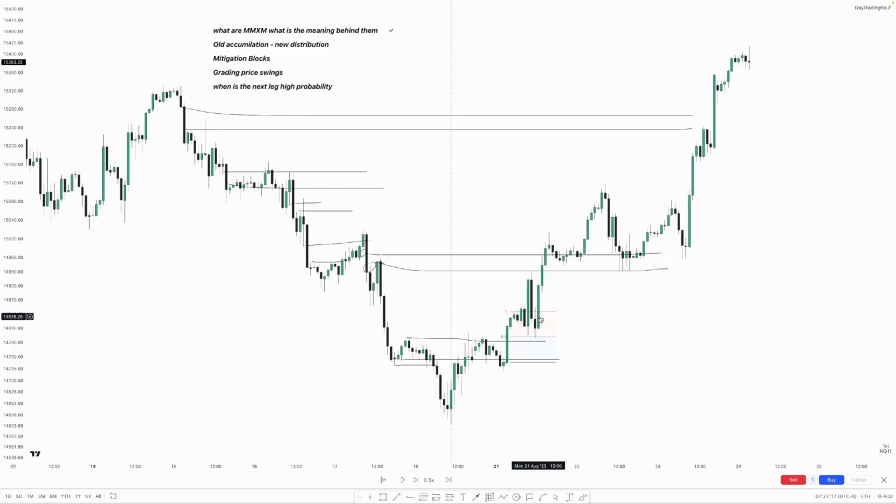So this is how you can know that price is likely to reverse, and this is what you can refer back to. So now we've covered old accumulation and new distribution, and I've given you some tips about reversals and how you can know that price is likely to reverse. Now let's go over mitigation blocks.